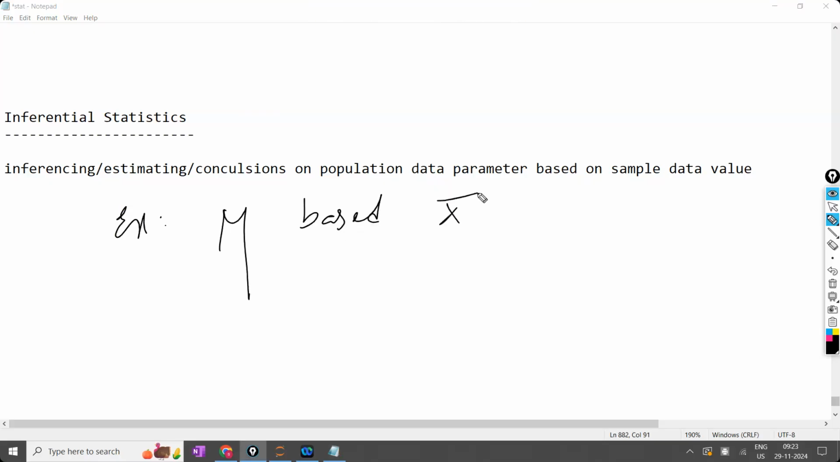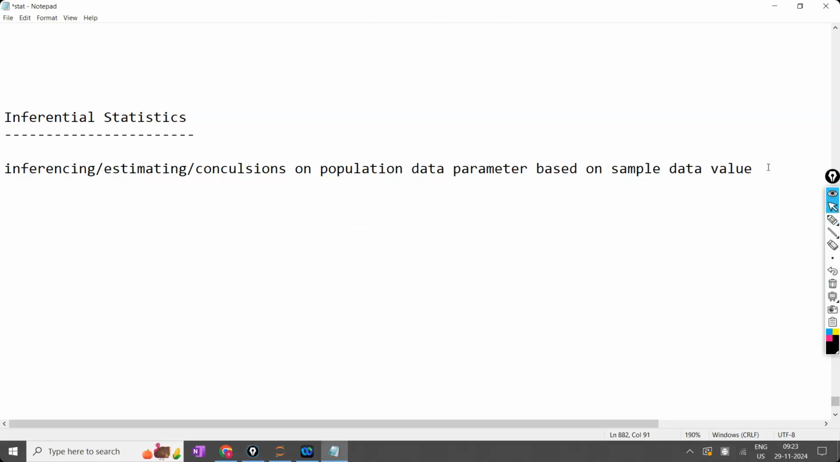Sir, why estimate? Because we are getting only the sample data. If you are able to get the population data directly, then there is no need to estimate. Directly you can calculate the population mean. In that case, inferential statistics will be 0. All these things I have explained for you earlier also, right?